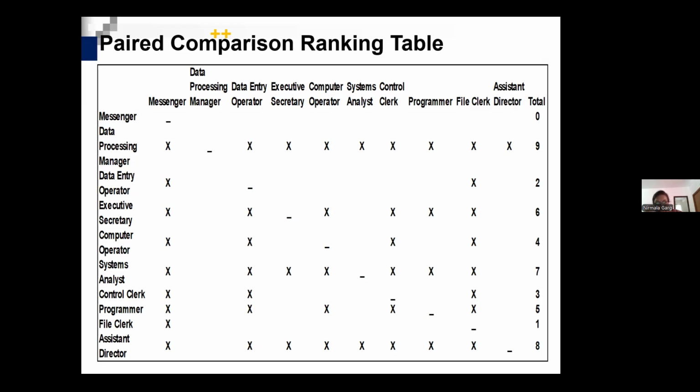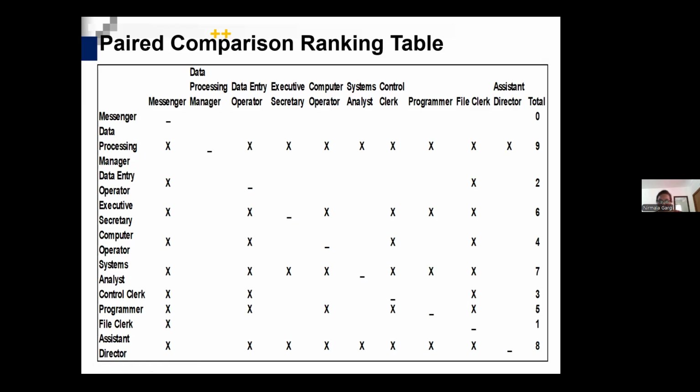Say, for example, this is an organization, an IT services kind of organization, which has about 10 positions. You can see that there is a messenger, data processing manager, data entry operator, executive secretary, and so on and so forth. So typically when we say paired comparison, you are comparing each and every job with the rest of the jobs, evaluating it and saying which job is higher.